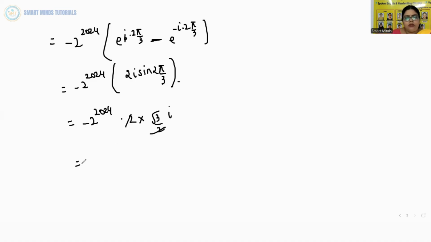That is equal to i into k. You equate this to ik because it is given in the question. This is equal to ik. So from here, if we compare i and i, we will get k is equal to minus 2 power 2024 into root 3. This is the final answer.